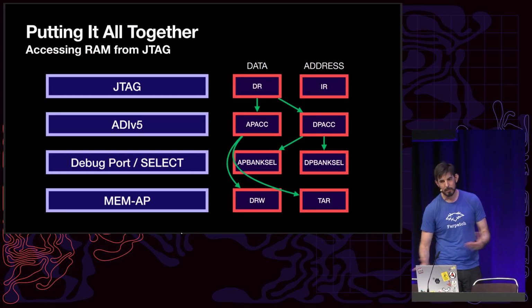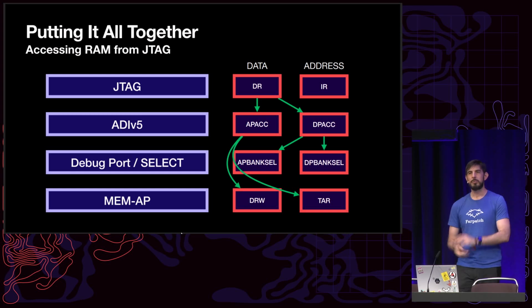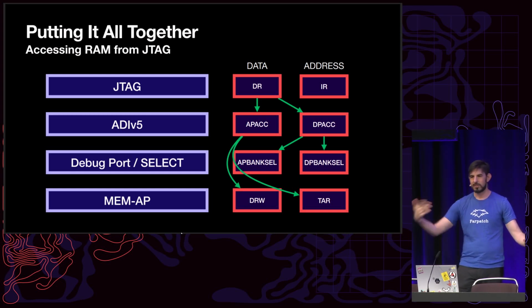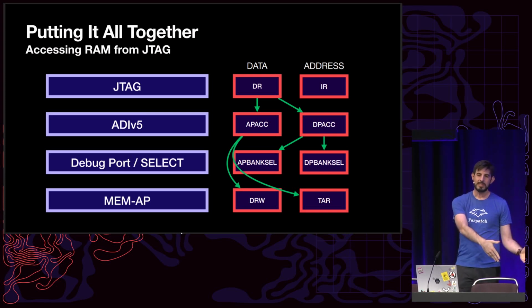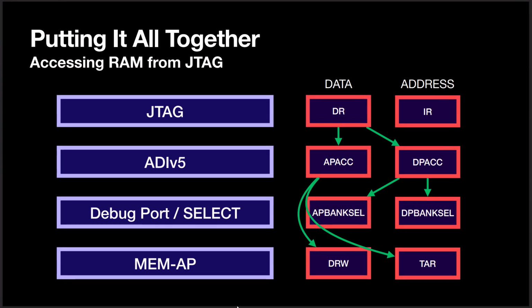And so just to recap everything we've talked about so far, up at the top we have JTAG with its data register and its instruction register, and then we write into the data register to access the APACC and the DPACC, which are like the ADIv5 specification. And then from there we set the bank using the DPACC register. And finally, by writing into this APACC register, we can access MEMAP, and we can get access to main memory. So that's everything we need to access an ARM CPU over JTAG.